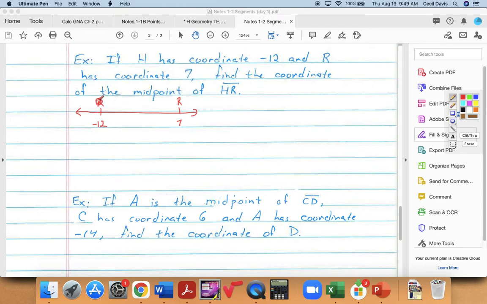The coordinate of H is -12. The coordinate of R is 7. And I want to know what is the midpoint. All right. So I know that the midpoint is half of endpoint 1 plus endpoint 2.